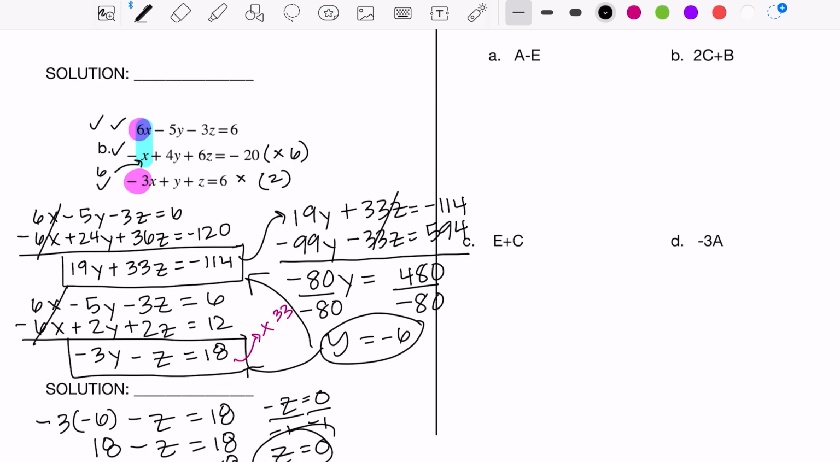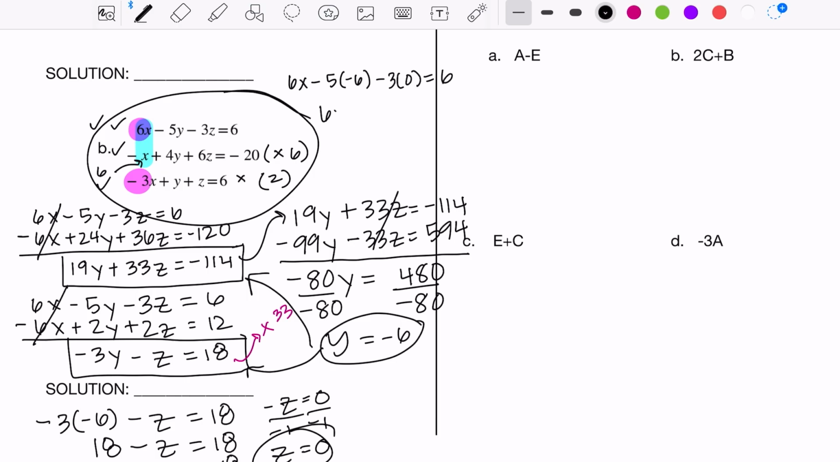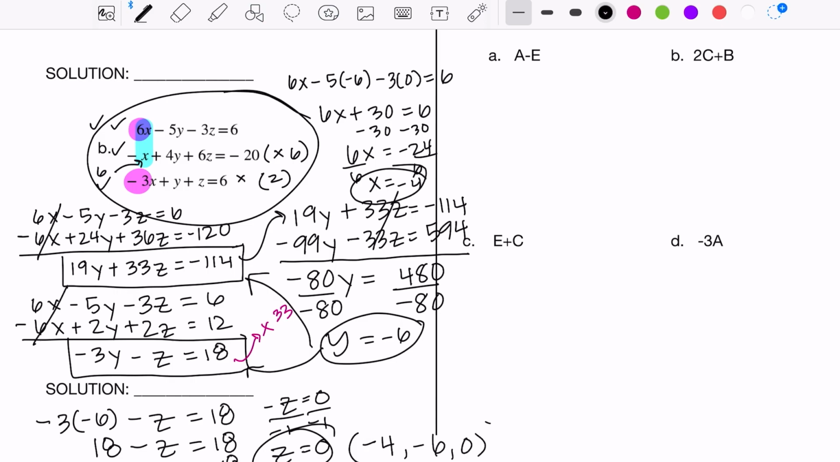And then I'm going to take those 2 and pick one of these to plug it back into. So I'm just going to do the first one. So I get 6x plus 30 equals 6. 6x equals negative 24. X equals negative 4. So there's my coordinates, negative 4, negative 6, and 0. And that's it.